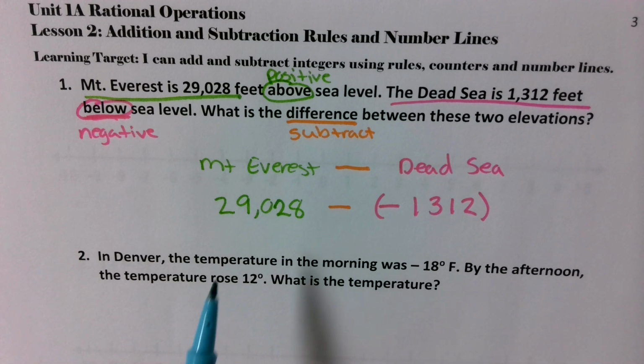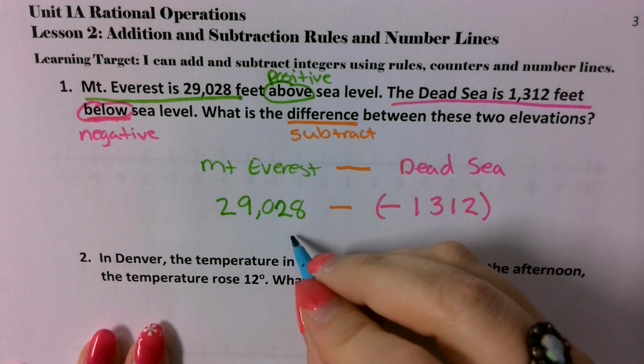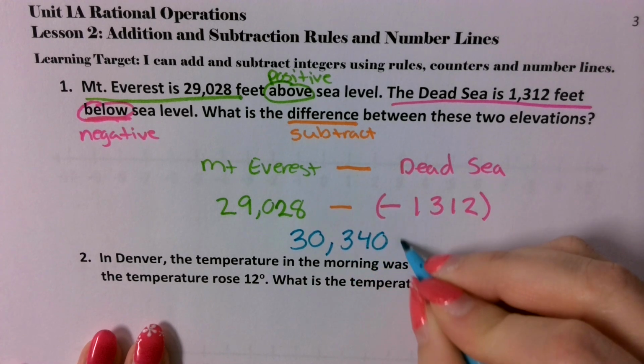Who's done it? Who's done 29,028 minus a negative 1,312? That's what you're typing into your calculator. Remember, the subtraction sign and the negative signs are different from each other. Okay? When you actually do it, you should get a positive number. You're going to get 30,340 feet.